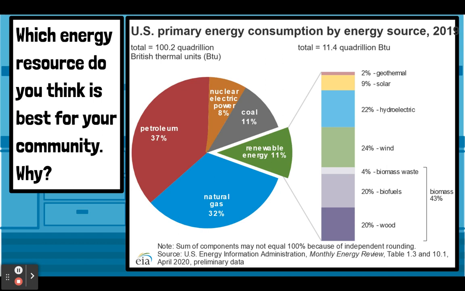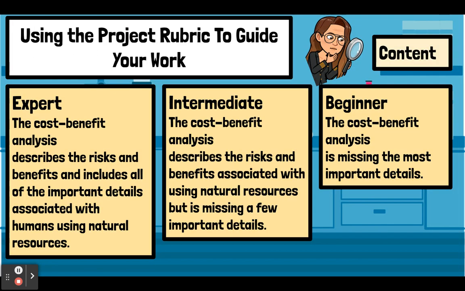So in order to best do that, let's take a look at the rubric. You're going to be judged in a couple of different categories. The first part of the rubric judges you on the general content of your project or your presentation. To become an expert, you want to make sure that you include all of the important details that are associated with humans using these natural resources, or whatever specific natural resource you chose for your community.